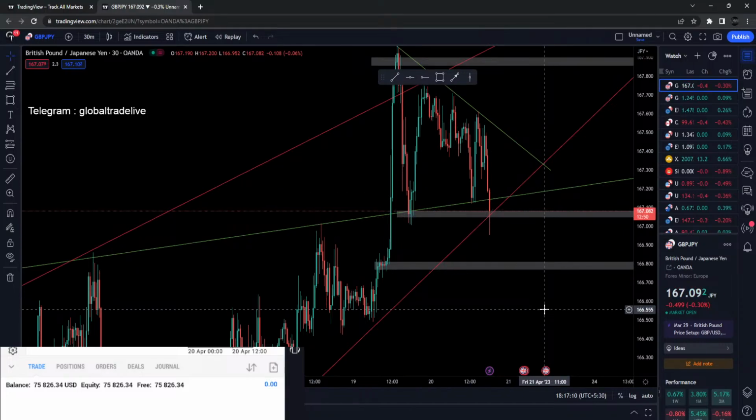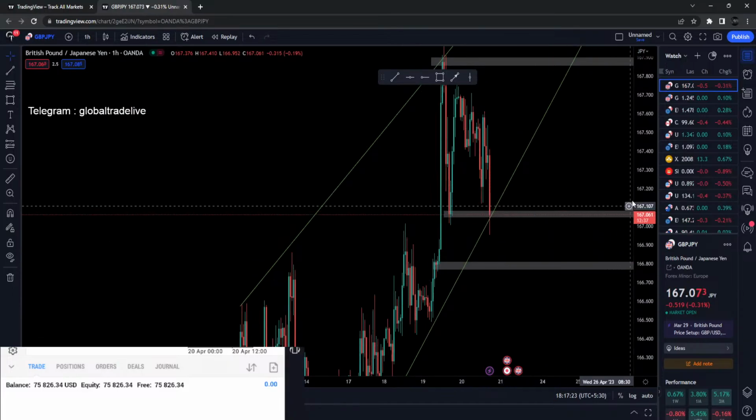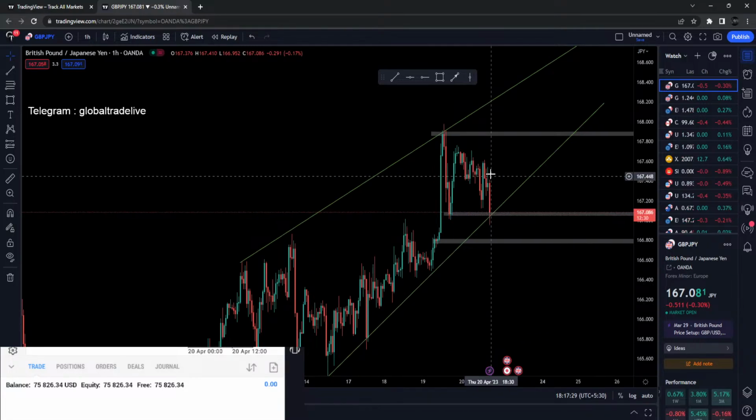But once I look at the 30-minute time frame, I can really have some confidence that the market can possibly move up from there. So let's have a look at the 1 hour time frame as well. Yeah, 1 hour also looks the same. It's gonna reject this area and it will go up from here.